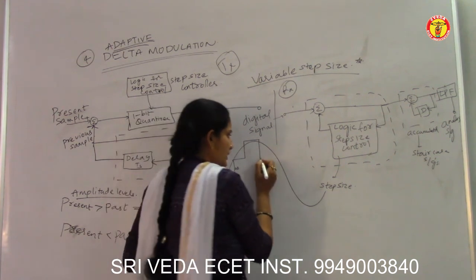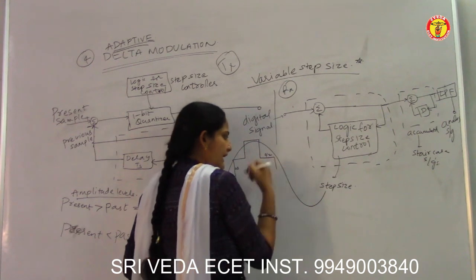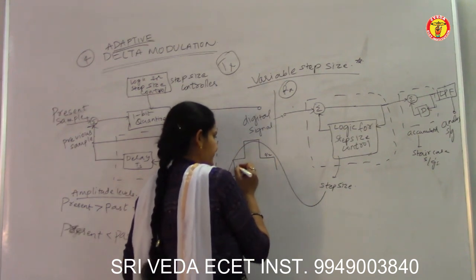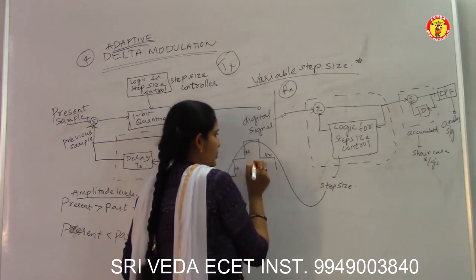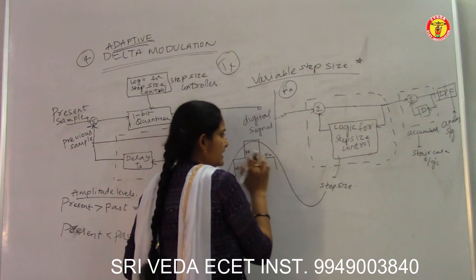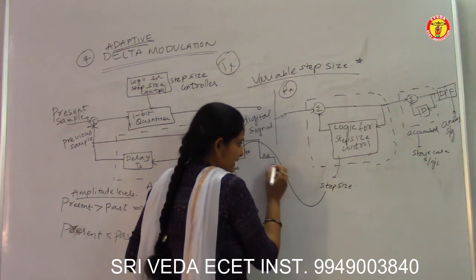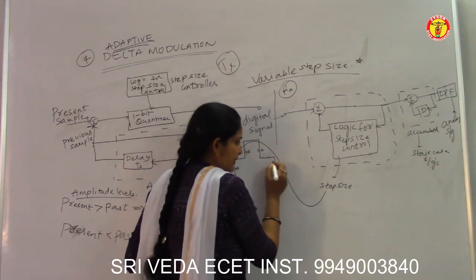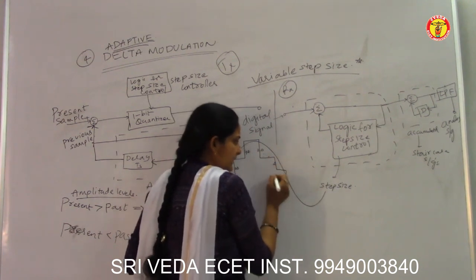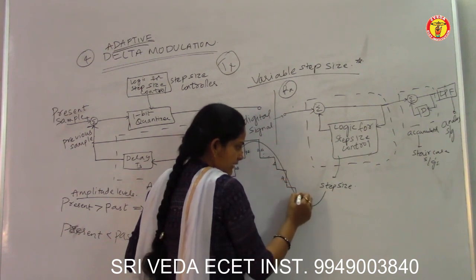So here the step size is divided by 2, and again it is 4 delta, and again the step size is reduced to 2, that is 4 delta by 2. This is 2 delta here, and again it is further reduced, divided by 2, that is delta here. Again it is further reduced to delta by 2. Again delta by 4, like this.